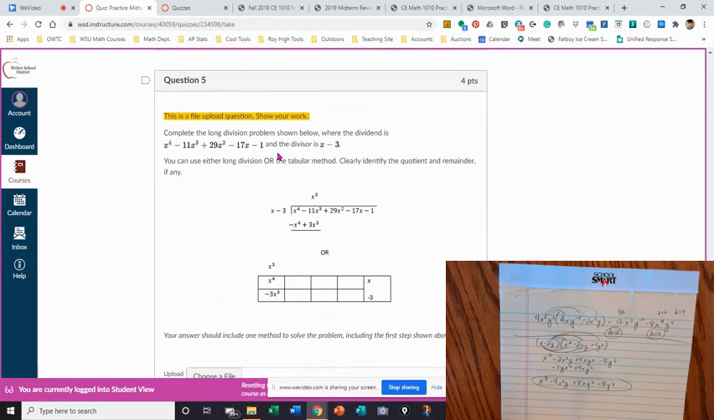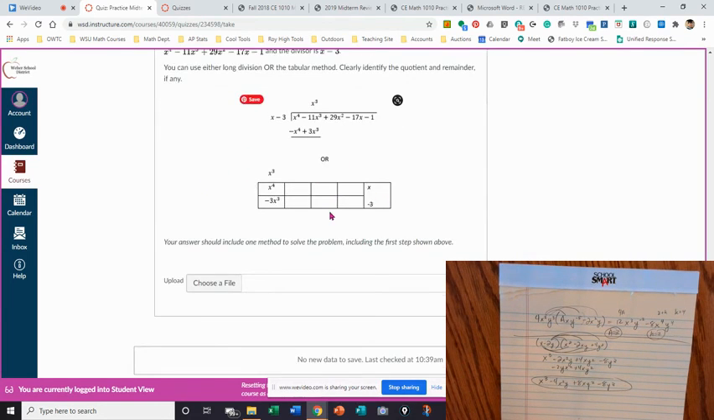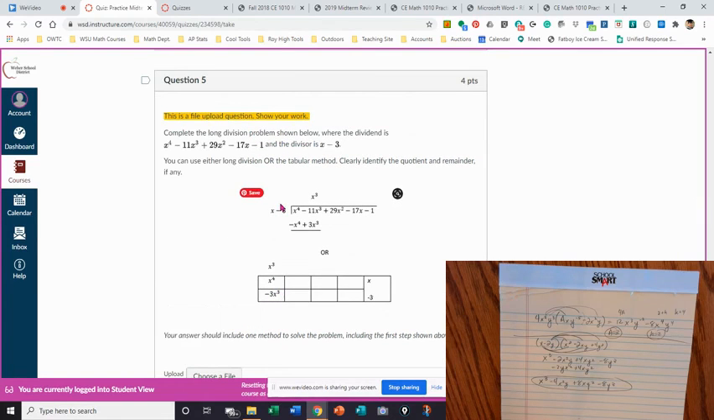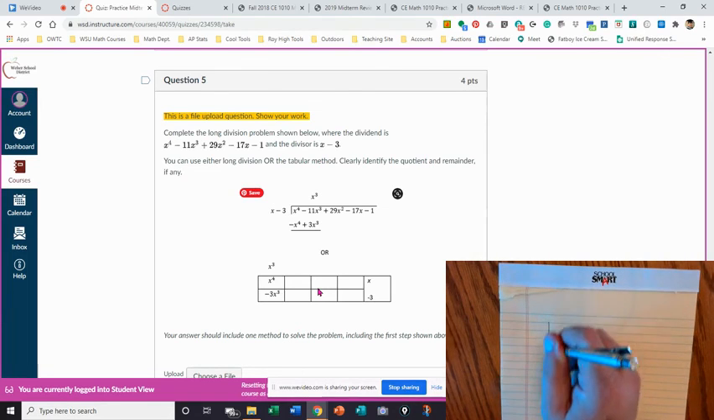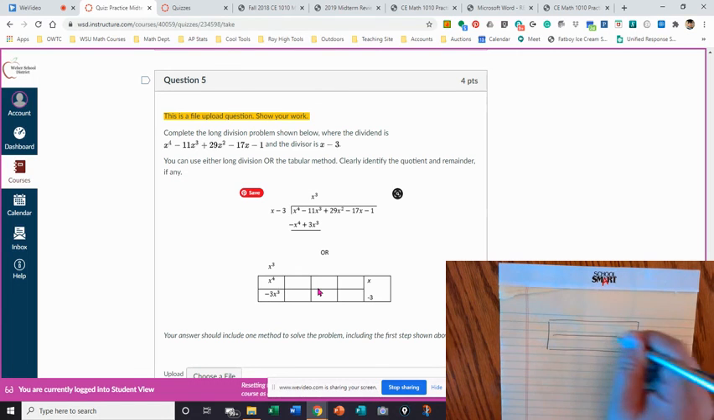Complete this long division problem as shown below. When the dividend is this and the divisor, I can use either long division or tabular. Clearly identify the quotient and the remainder, if any. So, oh my goodness sake. Have they started it for me, maybe? Yeah, it looks like they have. I'm going to use tabular because I like tabular. I don't like long division. I've never liked it. So I start tabular division.